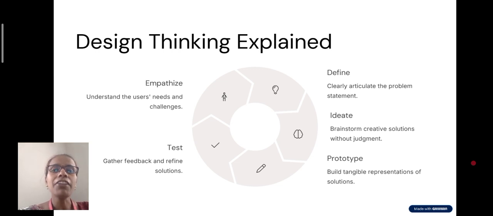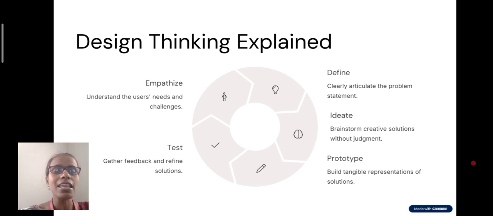After empathizing, we need to define the problem statement. We'll have a lot of problems, so we need to narrow down the problem statement. Clearly, we need to articulate the problem statement. That is under the define part.